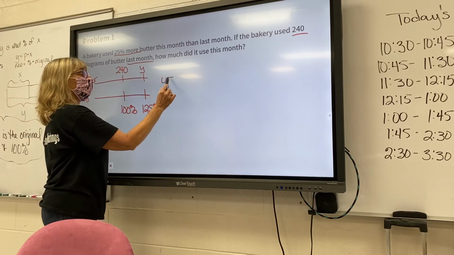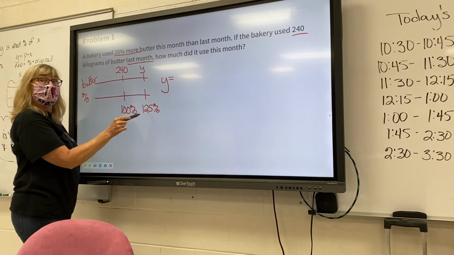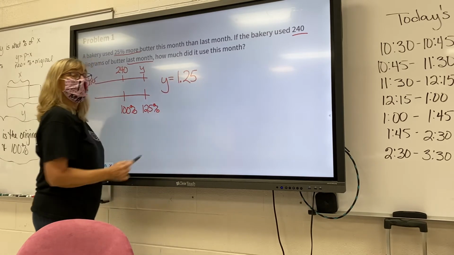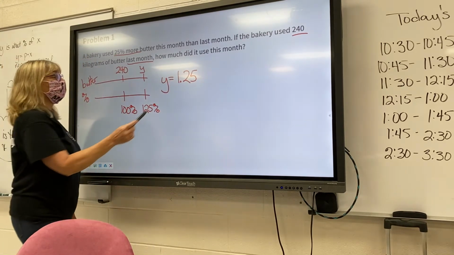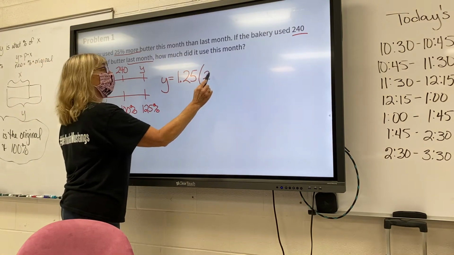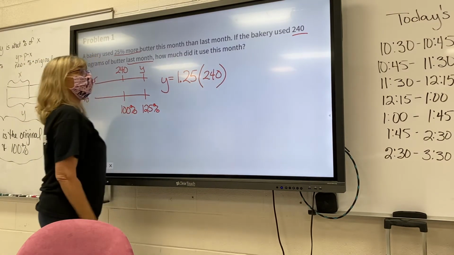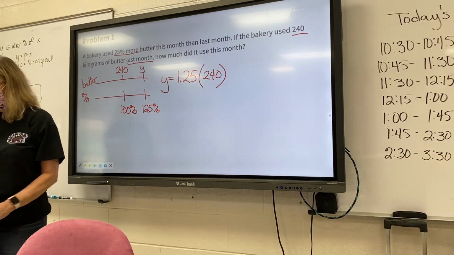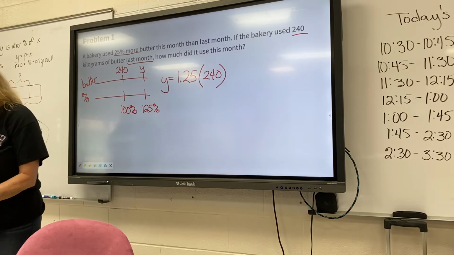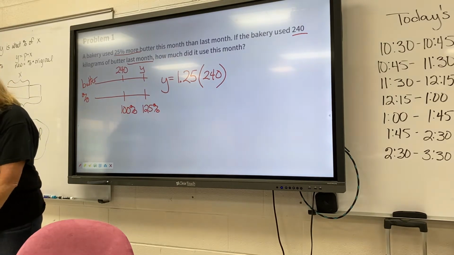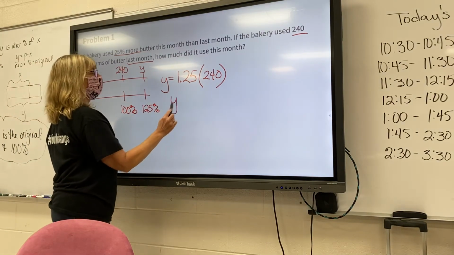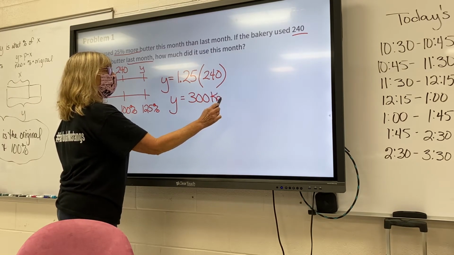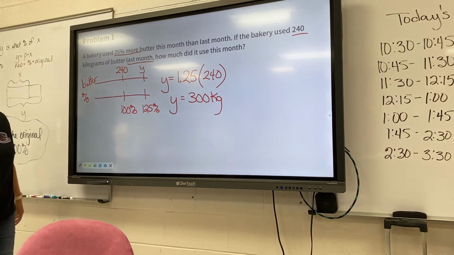Y is what percent of X? Y is 125%, which I write as a decimal, 1.25. Of means to multiply, 240. Multiply it, tell me what you get. 300? Yes. Okay, so our answer is going to be 300 what? Kilograms of butter.